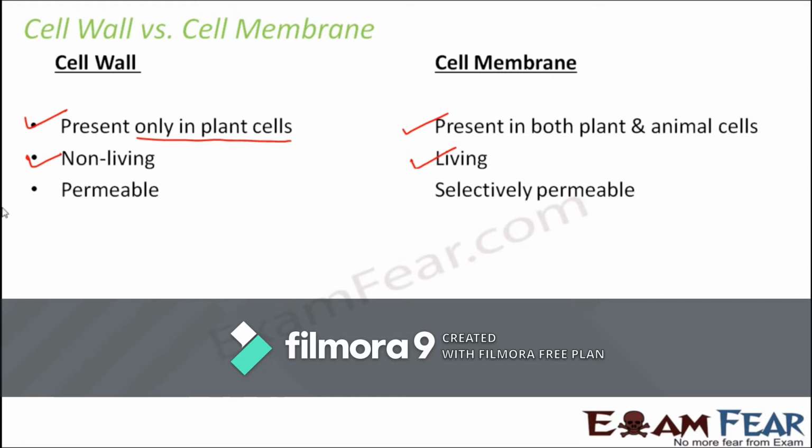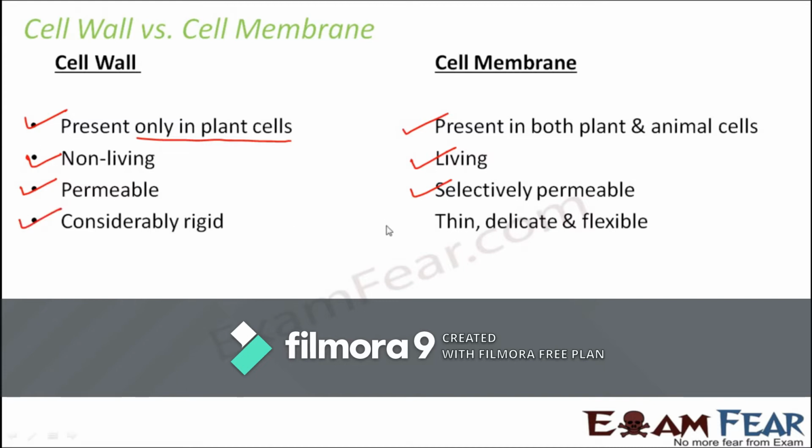The cell wall is permeable, it allows everything to pass across it, but the cell membrane is selectively permeable. It will only allow selective substances, and that too, the substances will flow across the cell membrane as per the concentration gradient. The cell wall is rigid, while the cell membrane is thin, delicate, and flexible.